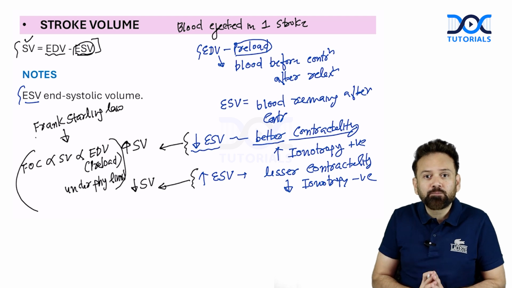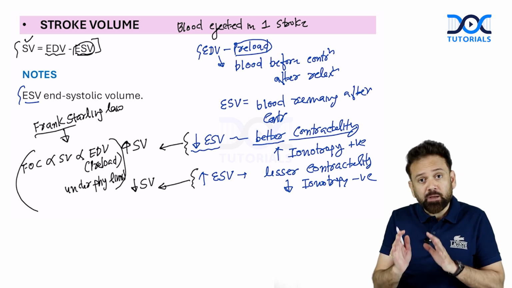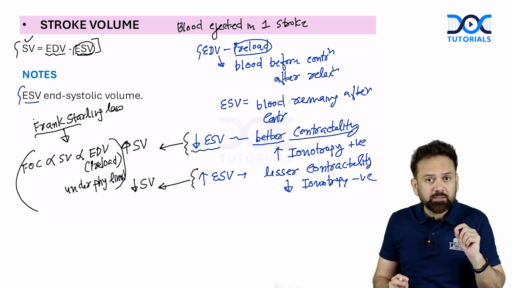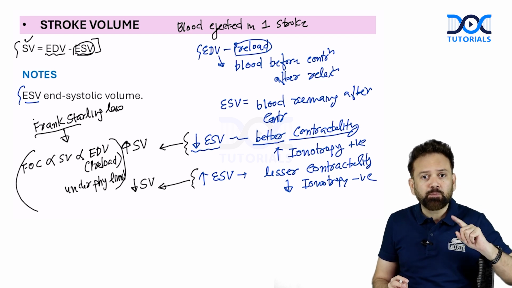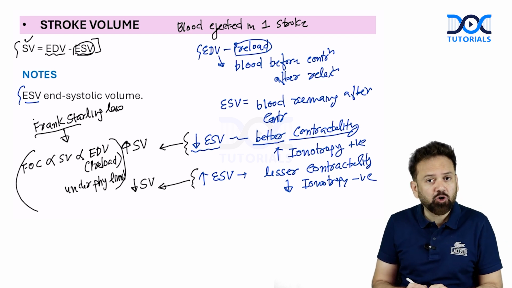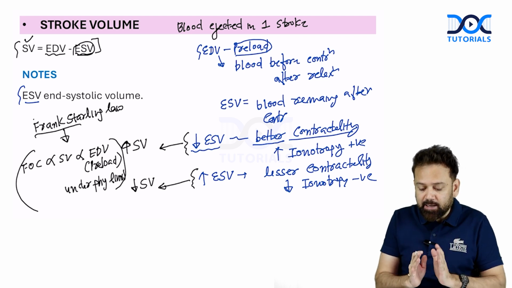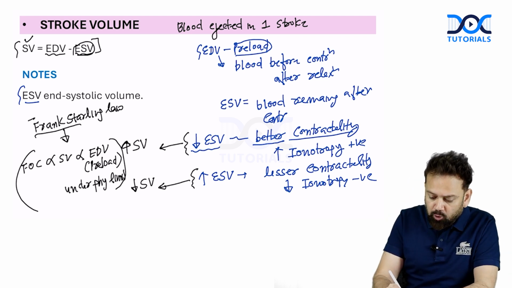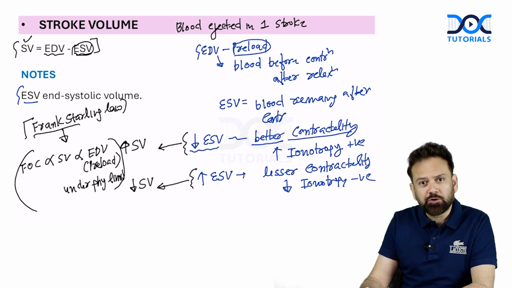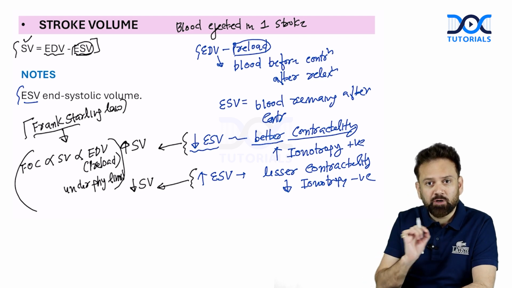The more the preload, the more will be the stroke volume. It is called simply the Frank-Starling law. This topic we have discussed in skeletal muscle also. There we discussed that force of contraction is proportional to the initial length under physiological limit. It is the same law in the setting of skeletal muscle, and it is the same law in the setting of cardiac muscle. I hope this page is absolutely clear. Take notes of this, try to write it so you will remember that.